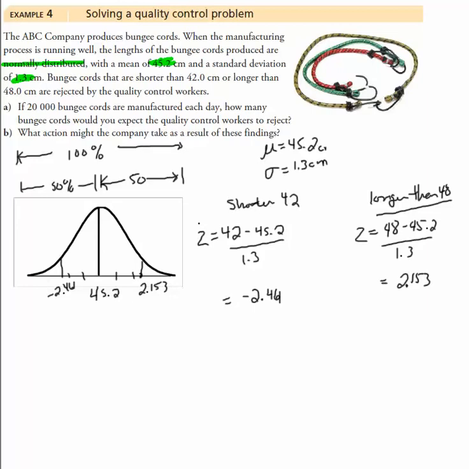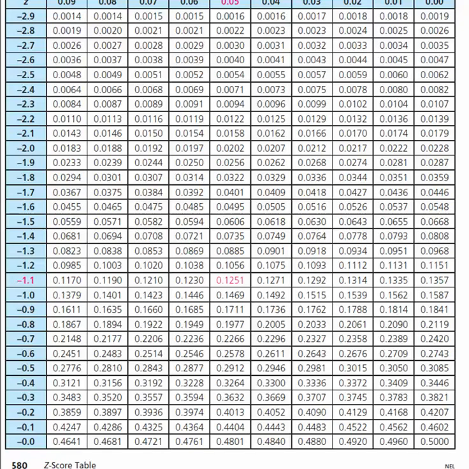Now let's take a look back at our question before we get too far into this. We have to reject cords that are shorter than 42 centimeters. So we need to find a percentage of cords that are below here, and we'll deal with the 48 in a moment. Now we have to round our z-score, so we only want it to 2 decimal places. So negative 2.46. Go to our table. Negative 2.4, and here 6. And this is our value, 0.0069.